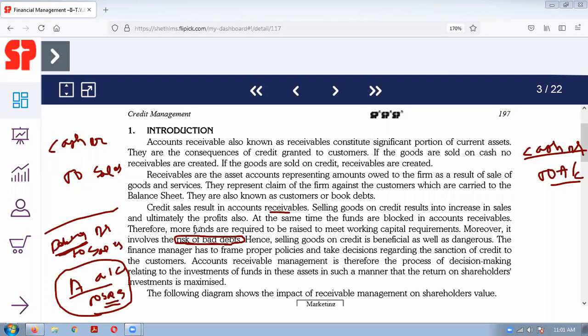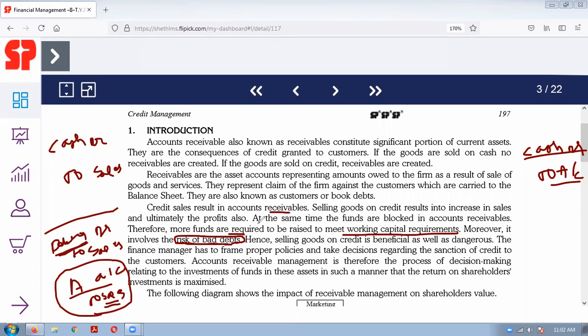Now what happens if you are giving the debtors time to pay the amount? Your funds are blocked in the debtors, because your goods are moving out of the business, but you are not getting liquid cash in hand. So what will happen ultimately? Your funds are blocked, so you will require more funds to meet the working capital requirement. This is also one thing you have to take into consideration before giving credit.